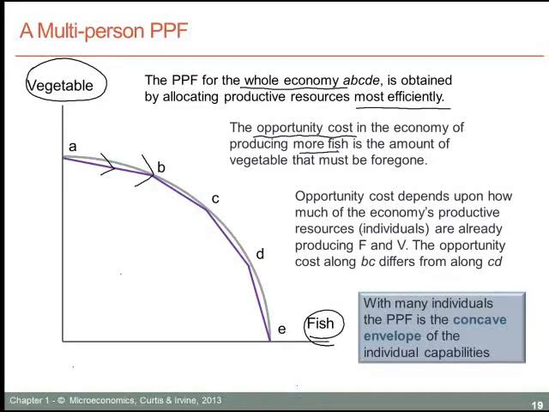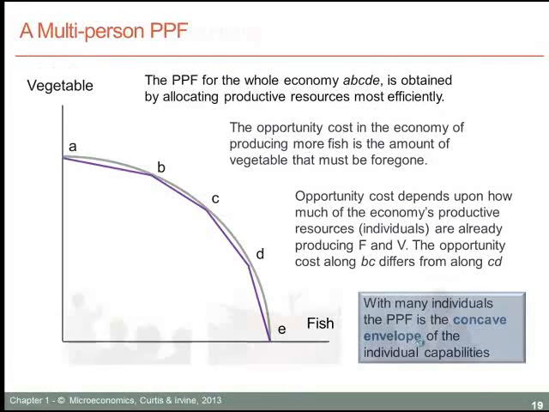The shape we give to this economy-wide production possibility frontier, or the word we give to it, is to say that it is concave in shape, and it is the envelope of all of the individual capabilities. So when we draw a production possibility frontier for the whole economy, we frequently see it portrayed as by this concave line ABCD that we have here.